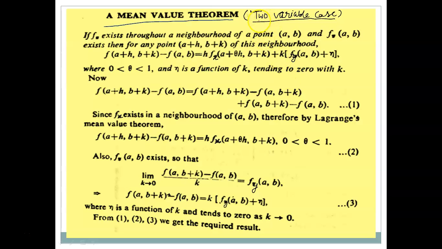The same theorem we can extend to the case of two variables. In that case we can write the statement as follows. If f_x, the partial derivative of f with respect to x, exists throughout a neighborhood of a point (a, b), and f_y(a, b), the partial derivative of f with respect to y, also exists at the point (a, b), then at any point (a plus h, b plus k) of this neighborhood, the value of f(a plus h, b plus k) minus f(a, b) will be equal to h f_x(a plus theta h, b plus k) plus k times [f_y(a, b) plus eta], where theta lies between 0 and 1 and eta is a function of k tending to 0 with k.